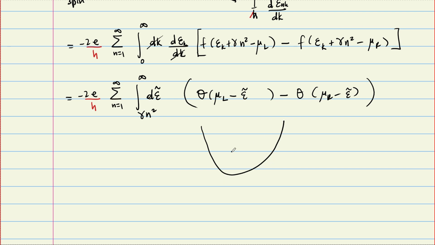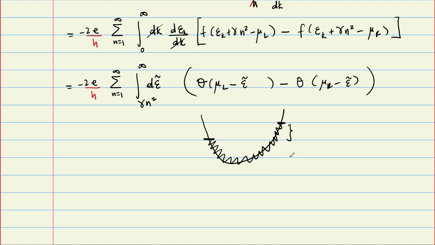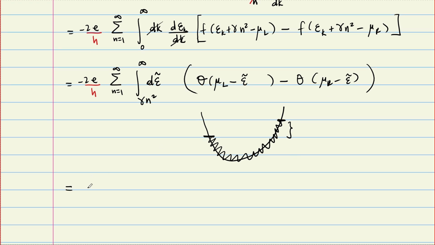So we have a system like this. There's one chemical potential here, one chemical potential there. All these states are occupied. So what this integral is going to give is the energy difference between these two chemical potentials. Let's write that. This is going to be minus 2e over h, n is equal to 1 to infinity.